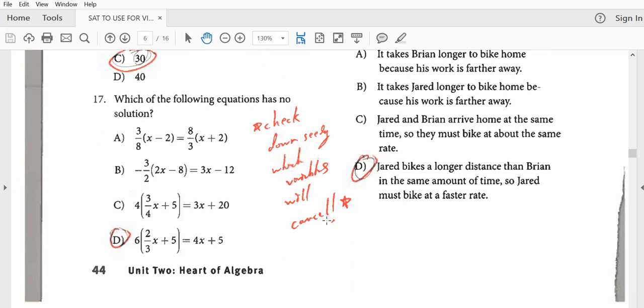Okay, so no solution. This would be an extremely annoying problem that I'd probably wait till the end to do. So check down, seeing which variables will cancel. So no solution means I have different constant terms on each side. So basically we want those variables to cancel out. Infinitely many solutions, the variables are exactly the same, as are the constant terms. In the case of no solution, you have different constants left on each side, and the variables cancel.